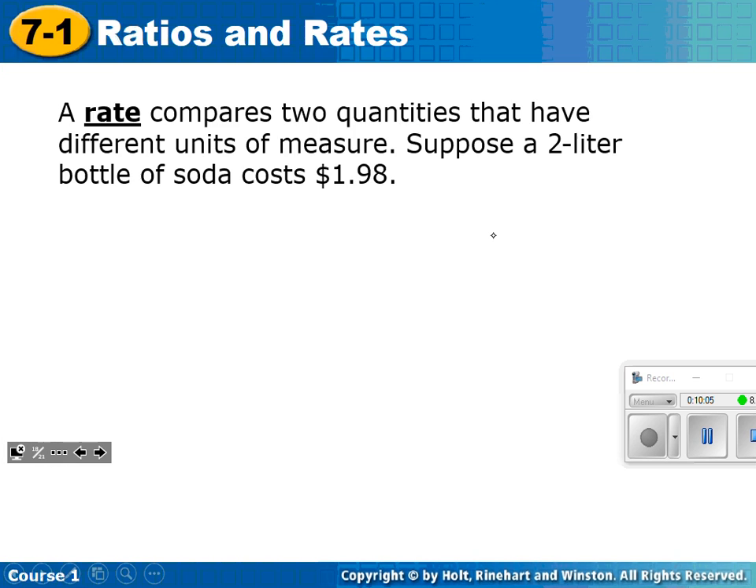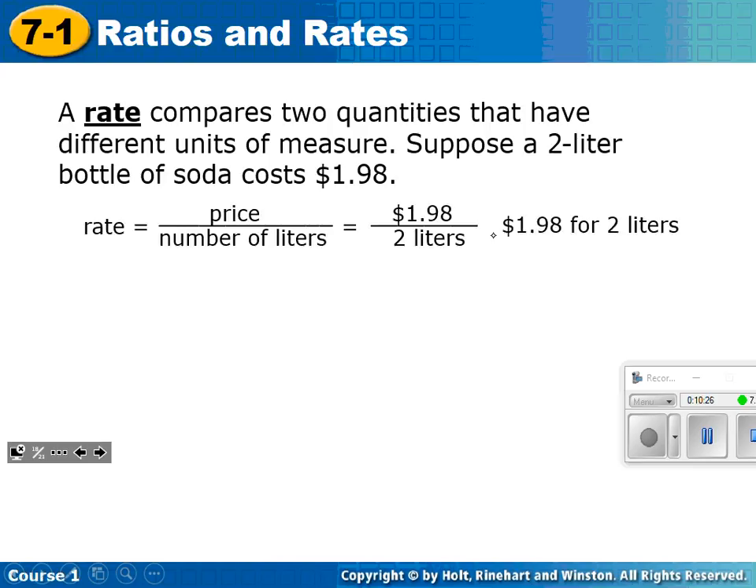The last thing I want to talk about is rate. A rate compares two quantities that have different units of measure. Suppose a 2-liter bottle of soda costs $1.98. Okay? 2-liter bottle of soda costs $1.98. You might want to write this in your notes.